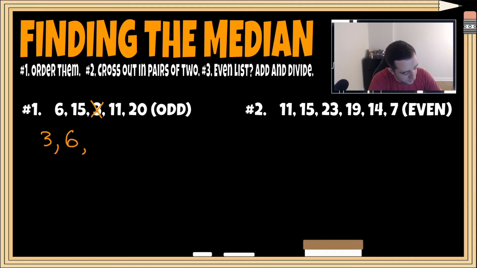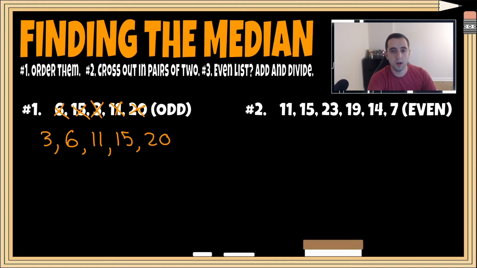Then we have 6, followed by 11. Then we have 15. And finally, 20. Now that I ordered my numbers from least to greatest, you then want to cross out in pairs of 2. You're going to cross out your smallest value, followed by your largest value, and continue to do that until you get 1 or 2 numbers left over.